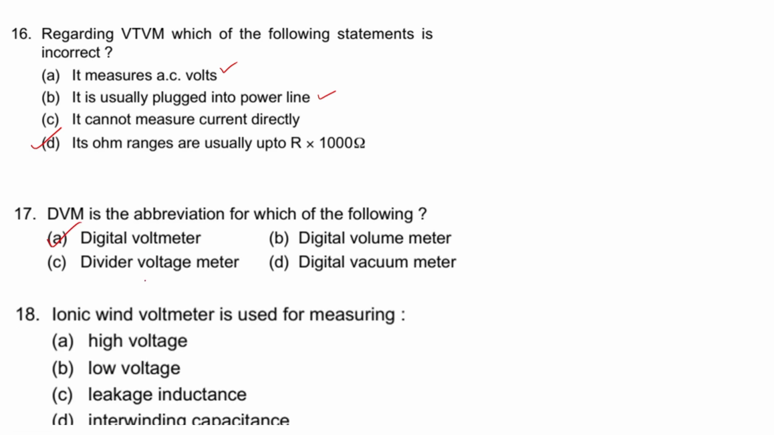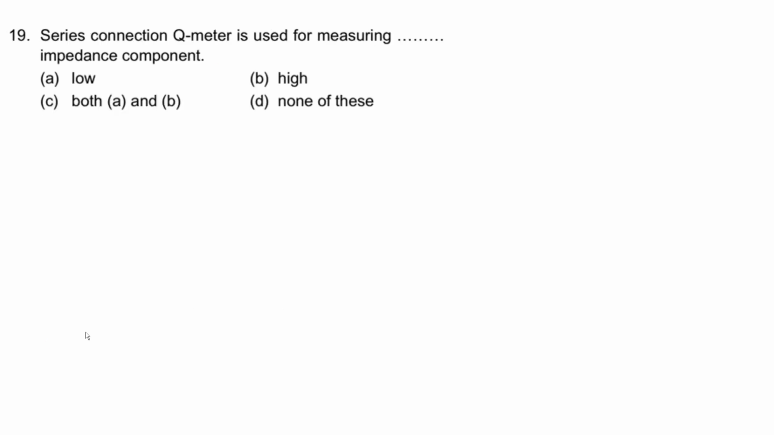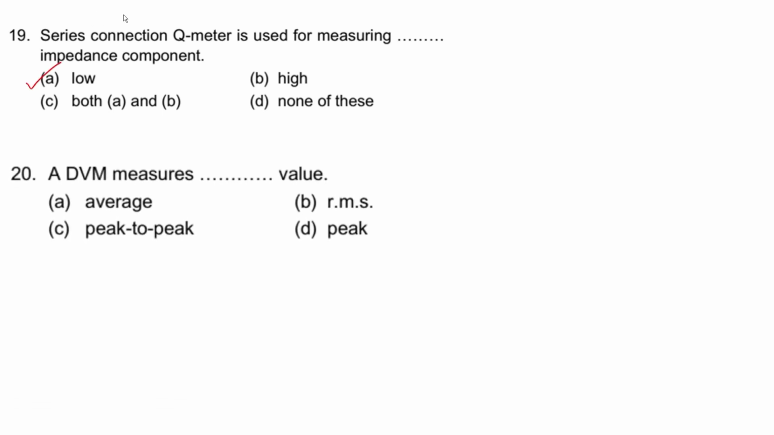Next, ionic wind voltmeter is used for measuring high voltage. Normally, high voltage is measured by ionic wind voltmeter. Next, series connection Q meter is used for measuring low impedance component. That is the correct answer. Next, a DVM measures average value. Option A is the correct answer.